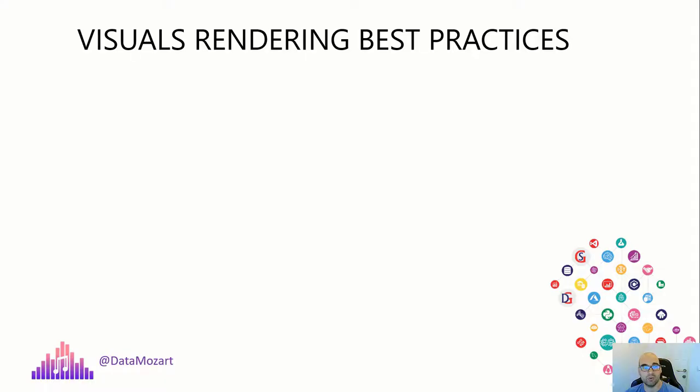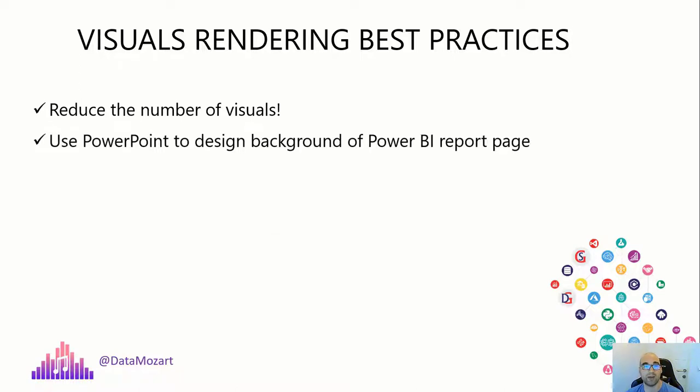When it comes to the best practices regarding visual rendering time, here is the list of things you should do or not do when it comes to performance of your visuals. First thing, reduce the number of visuals on your report page. If you don't need a visual, simply remove it from the page. Also, having multiple non-data related objects such as shapes or text boxes will also impact the rendering time. Therefore, if you plan to have a lot of shapes, text boxes, icons and images, consider using PowerPoint.